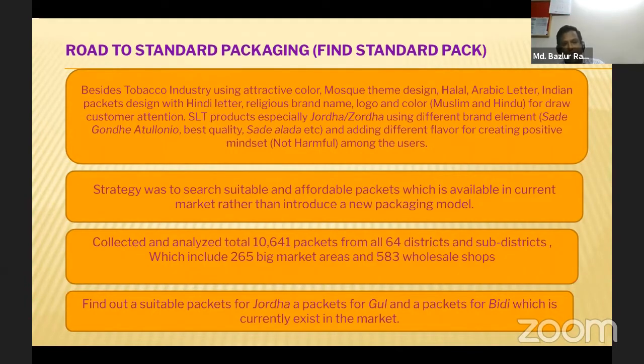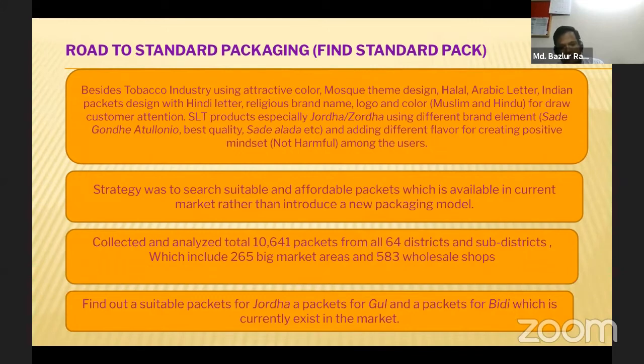To overcome these barriers, these challenges, we thought about how we can effectively implement the graphic warnings. For these reasons, we searched for a suitable and affordable packet which is available in the current market rather than introducing a new packaging model. Because if we introduce a totally new model, the tobacco industry will totally deny that they cannot make this packet. For this reason, we collected a suitable and affordable packet which already exists in the market. We collected 10,641 packets and analyzed them to find a suitable packet.